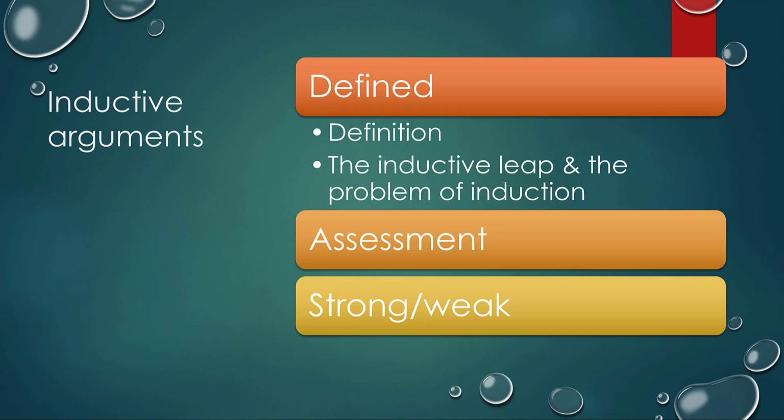Now, if I was trying to guess whether the next person through the door was a male or female, then this would be roughly 50-50. And so either way I guess, my chance of being right is a coin toss, essentially. And so that would be a pretty weak argument.